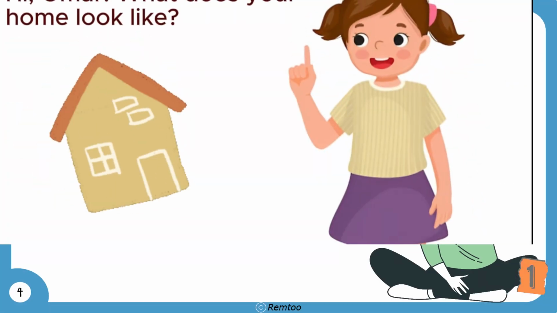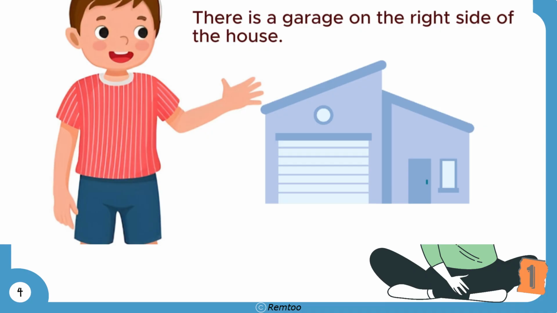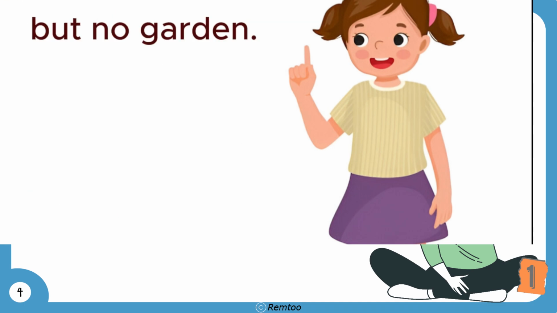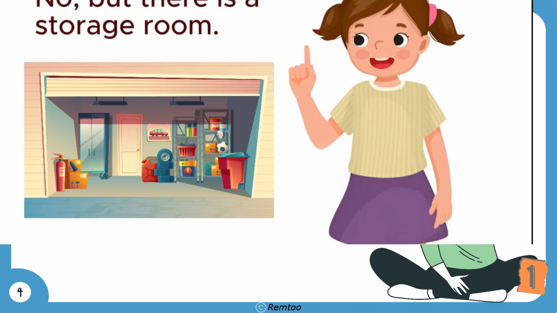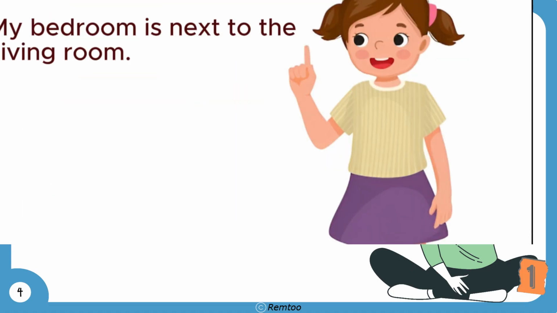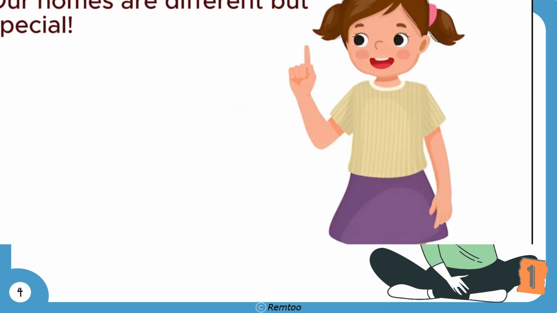Hi Omar, what does your home look like? I live in a house with a big garden. There is a garage on the right side of the house. Wow, my home is different. There is a balcony in my apartment but no garden. You have an attic? No, but there is a storage room. That's nice. Where is your bedroom? My bedroom is next to the living room. Mine is above the kitchen. Our homes are different but special.